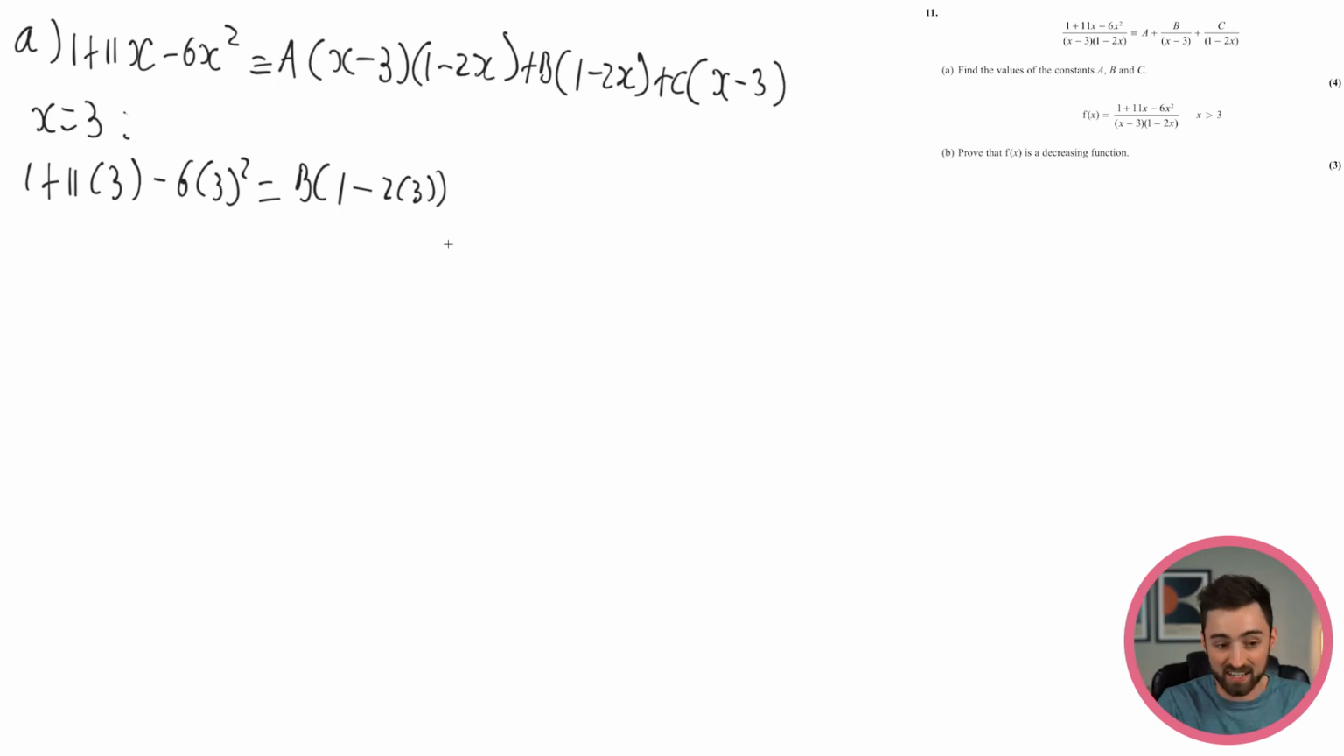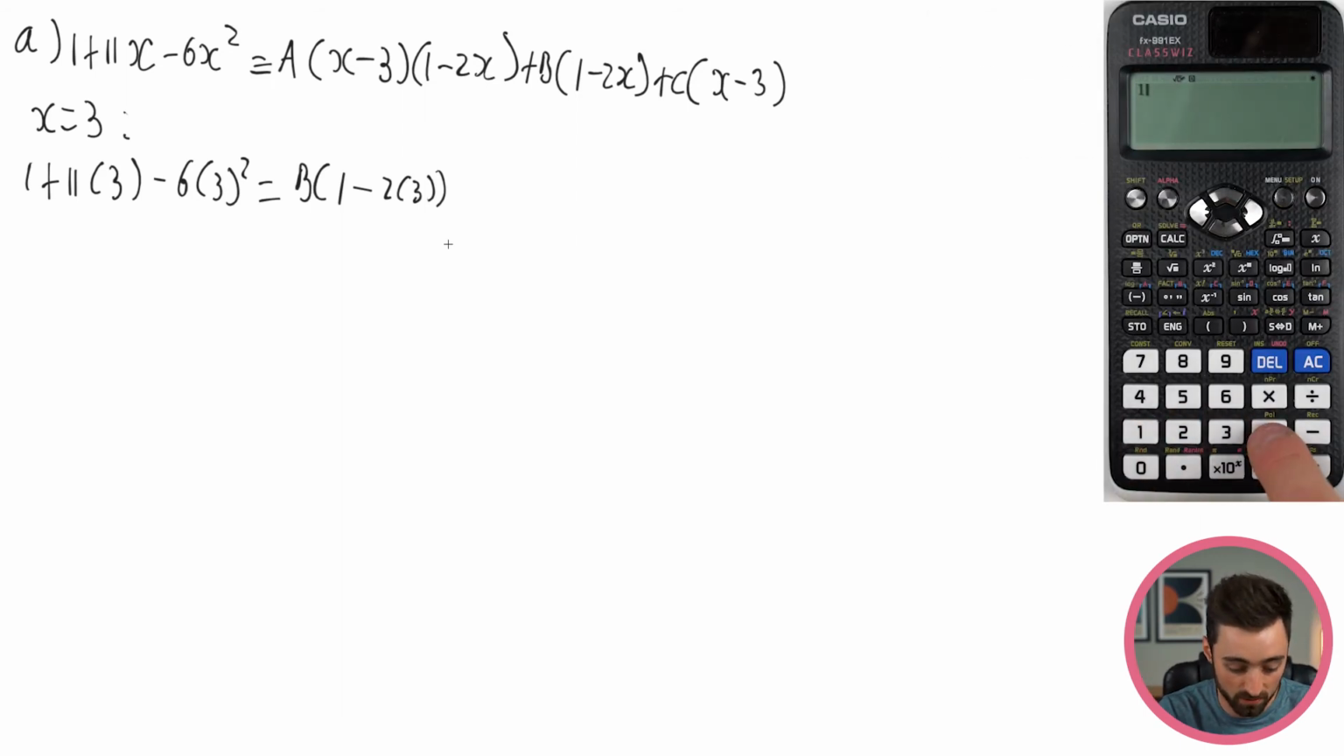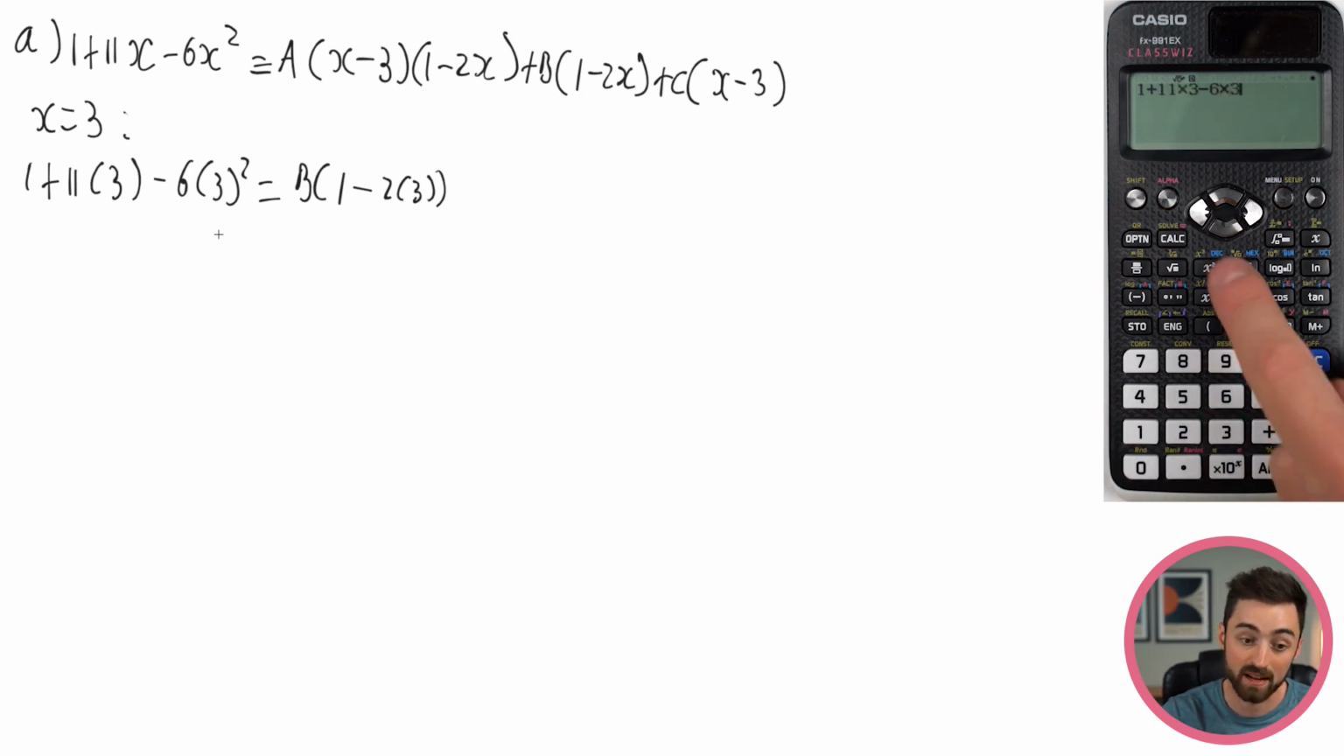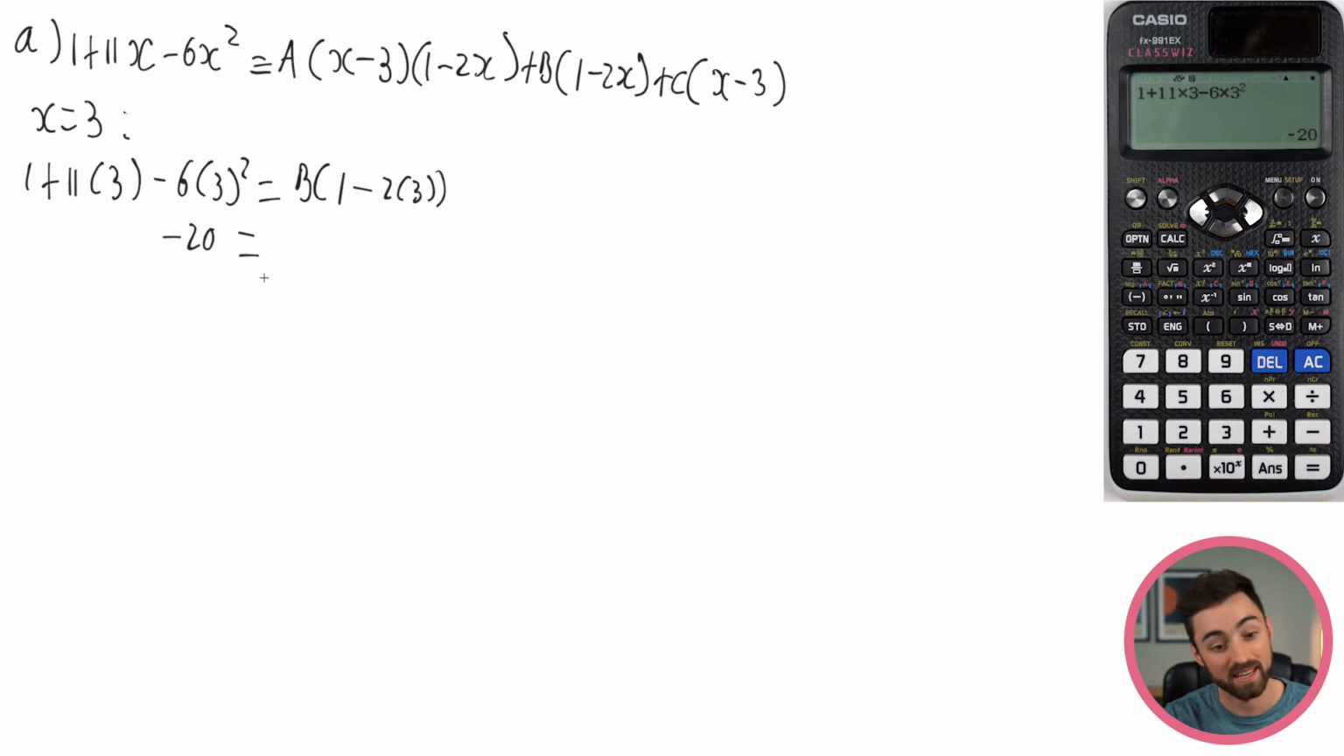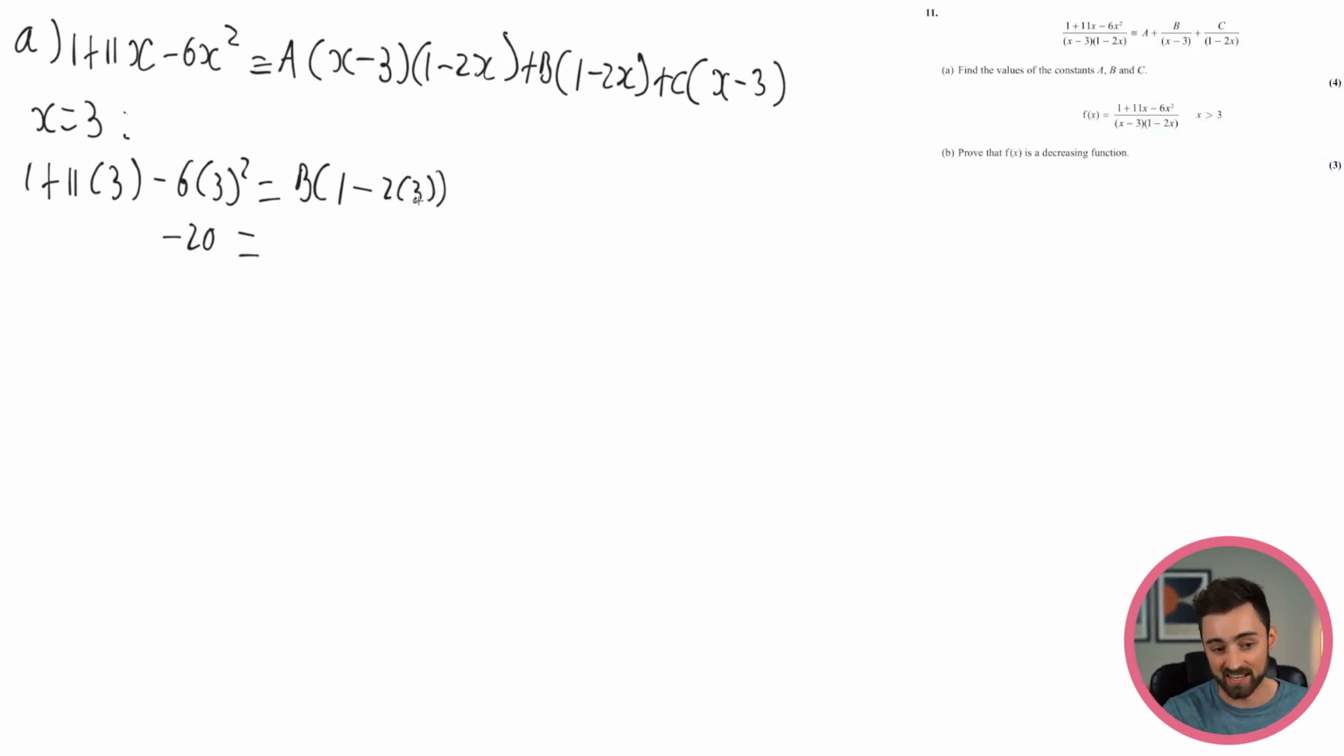On the left-hand side, I can just go to my calculator and do 1 plus 11 times 3 minus 6 times 3 squared to get minus 20. That's going to be equal to, well, 2 times 3 is 6, so 1 minus 6 is minus 5. So I get minus 5b. Divide by minus 5 and I get b equals 4. So I can do a similar thing to get c.